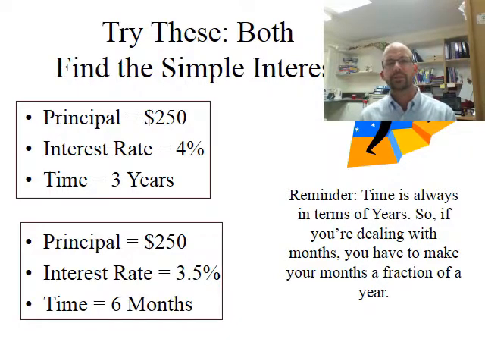Try these. Find the simple interest. This first example is for 3 years. The second one is only for 6 months. So you'll need to make the year component in the formula, the T, a fraction of a year. In this case, half a year.